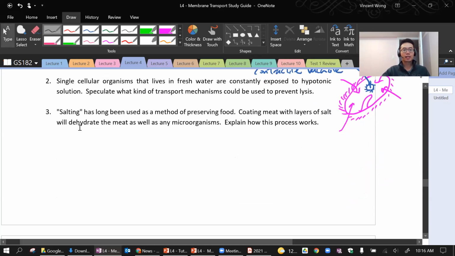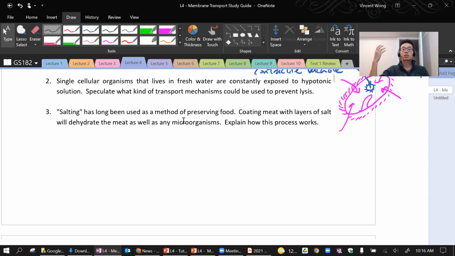Finally, salting has long been used as a method of preserving food. Coating meat with a layer of salt will dehydrate the meat as well as any microorganisms. Explain how this process works. It's basically what I just said, right? If you put a lot of salt around the food, it sucks the moisture out of the cells as well as the microorganisms, because it's a super hypertonic environment. By sucking out all the water, the microorganisms would dry out and die. And without microorganisms, it's not going to spoil the food, and you can preserve it for much longer.